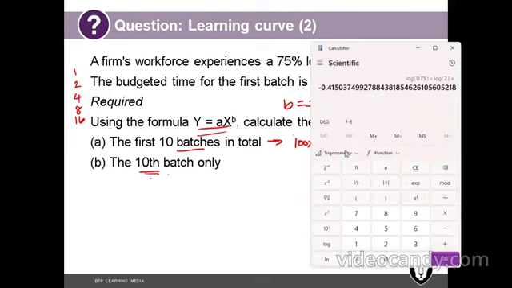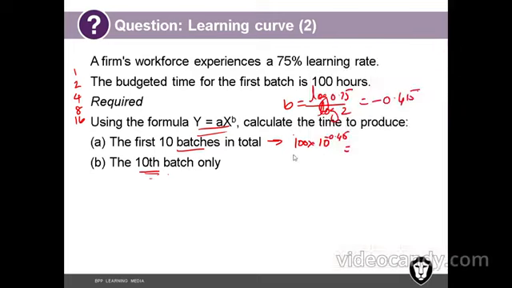So this is the average: 100 multiplied by 10 to the power of minus 0.415, which is 38.46. That's the average. So the total will be 384.6. How? Multiply this by 10.